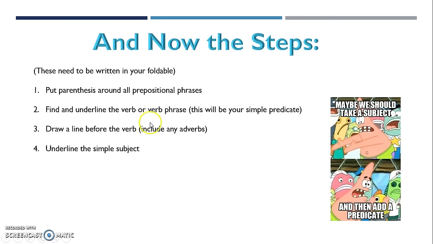All right, you need to write these steps. We do these steps all the time. They should be second nature to you by now, but write them anyhow. Step number 1, put parentheses around all prep phrases. You know that. You could actually put them around infinitive phrases and gerund phrases and participle phrases as well, because there's nothing of any importance in those either. Find and underline the verb or verb phrase. This will be your simple predicate. Draw a line before the verb, including any adverbs, and then underline the simple subject. We have done this 1,000 times.